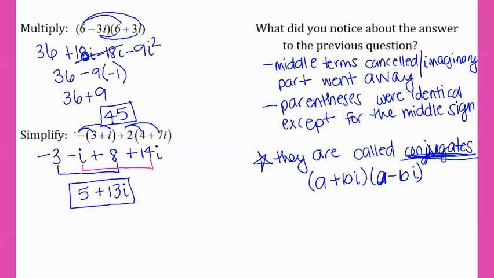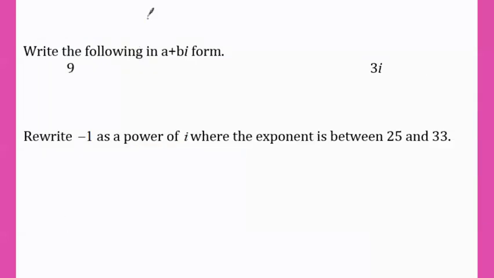All right, our last couple examples. Write the following in a plus bi form. So here we just have the number 9. There is no imaginary part of this number that we can see. So we can rewrite it as 9 plus 0i, showing that there are 0 imaginary in this number. Similarly, if we have just the imaginary part, that means the real part is 0. So you have 0 plus 3i.